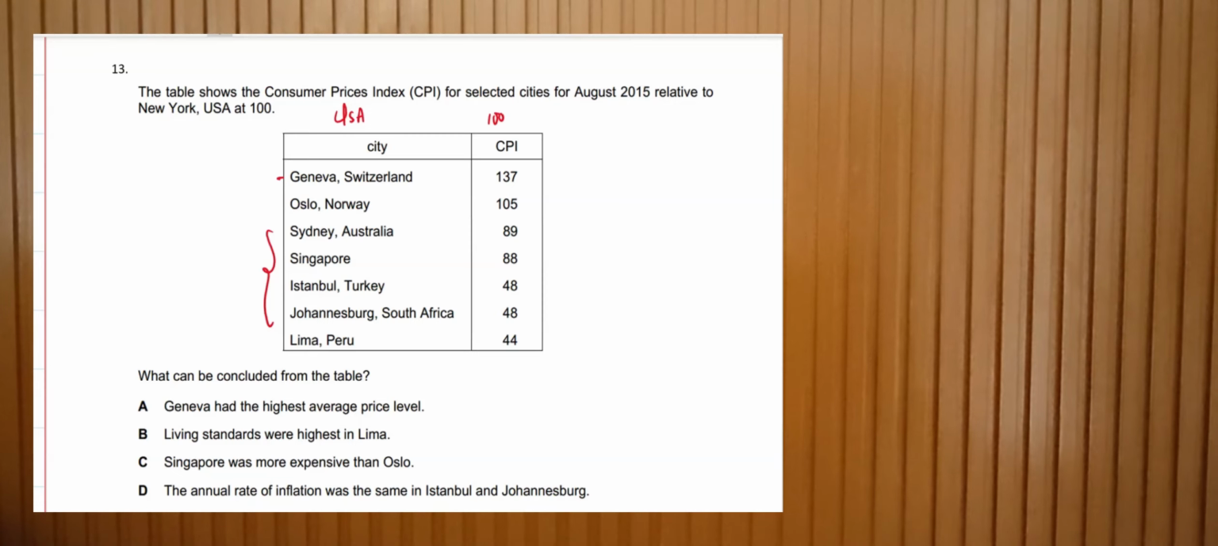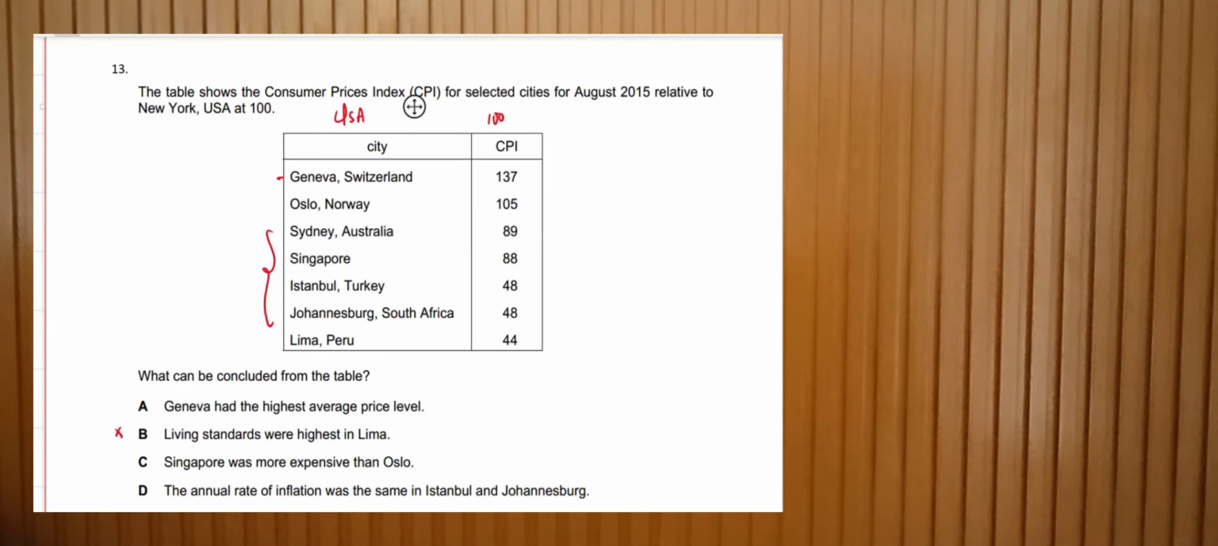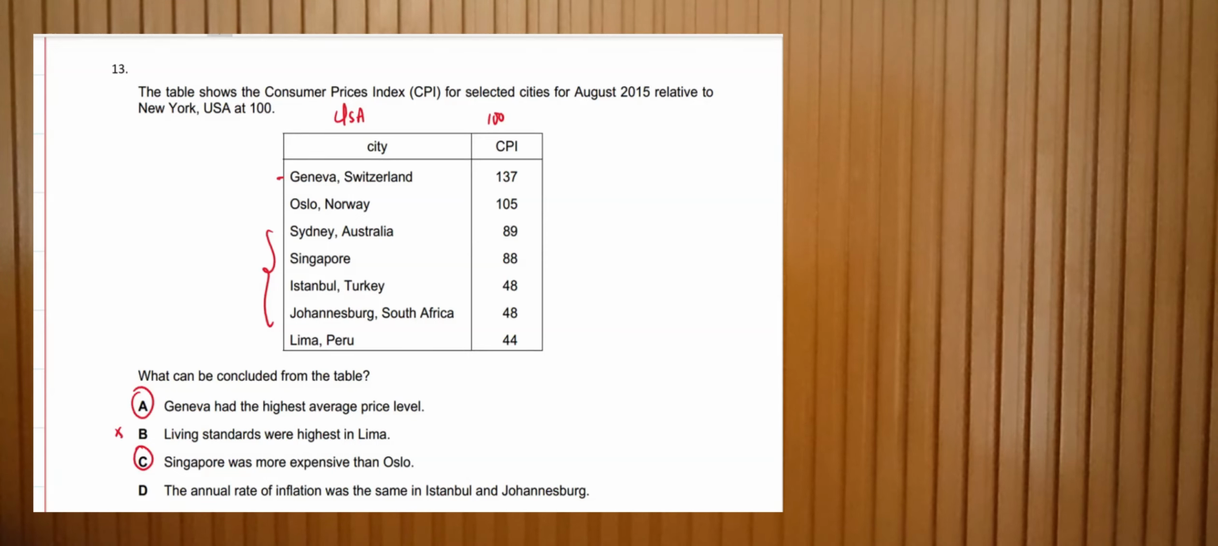Let's look at other options before we decide it's A or not. Living standards were highest in Lima. Well, the standard of living is not only connected to the cheapness or low inflation, but also the income. So this is definitely not the answer. Singapore was more expensive than Oslo. Now, this should not be the answer because I'll explain A and C together. The annual rate of inflation was same in Istanbul and Johannesburg. Yes, because it's 48 and 48. So this is the right answer.